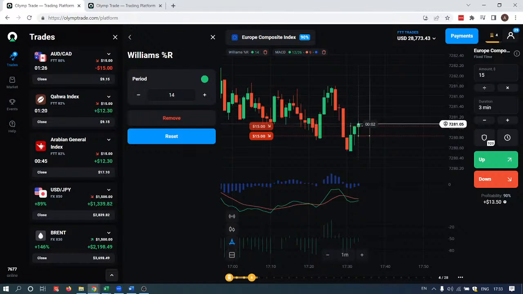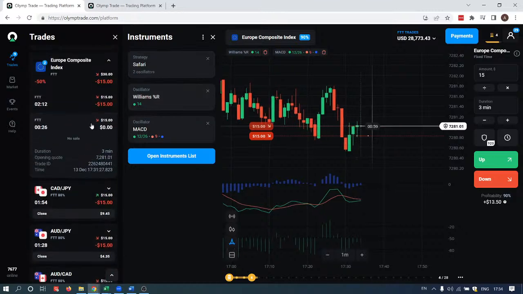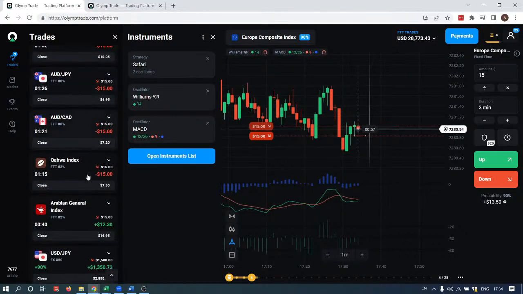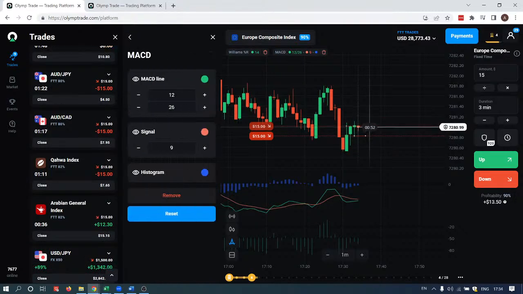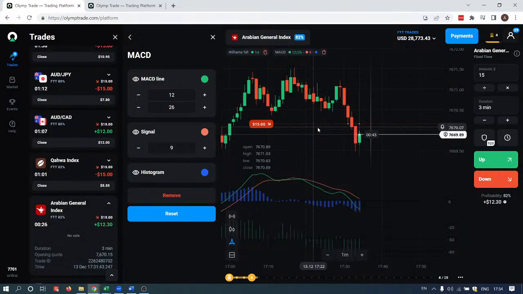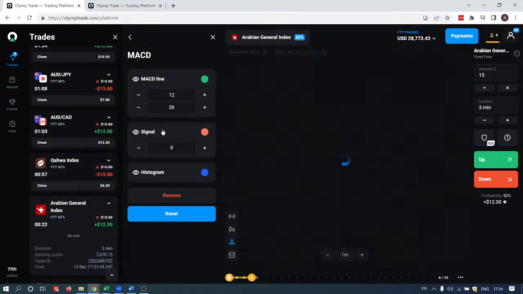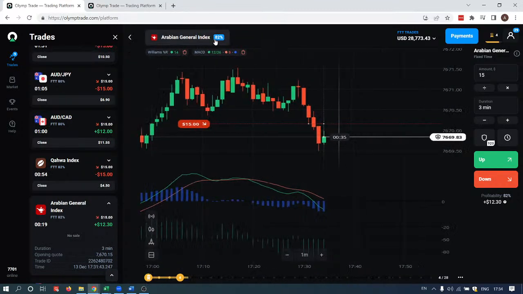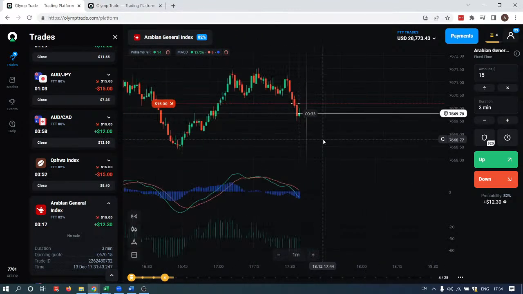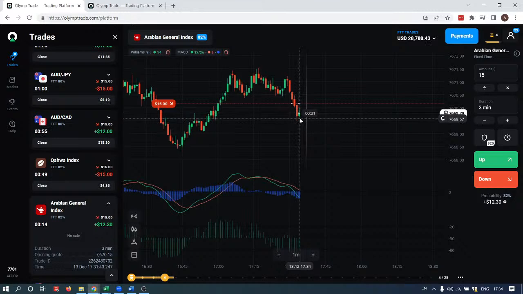I usually follow the basic settings of this indicator, not in this strategy. So 14 is totally fine. MACD, once again, basic settings. We have slightly different settings in the Martin strategy, where we use some different parameters, but here we just have basic ones. And that is it. So which indicators? Williams %R and MACD indicator.